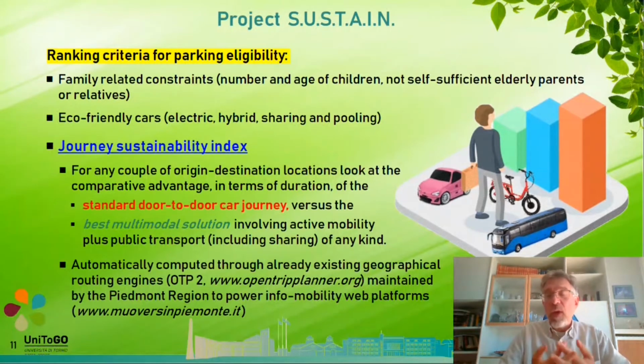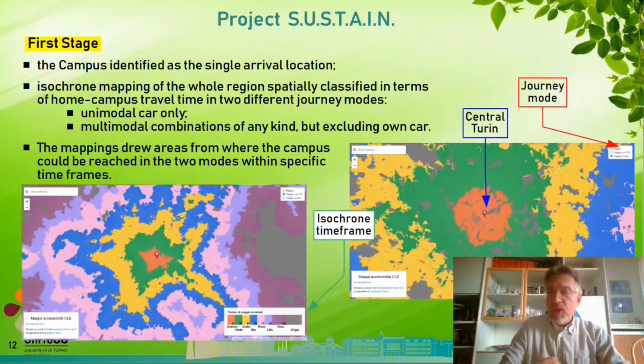In this way, if you have a very high value for the index, you're not entitled to obtain the parking permit, while instead, if you have a very low value of the index, it means that it's difficult for you to be as fast as with the car using sustainable transport, and then it's more reasonable to allow you to get a parking permit. The first preliminary version of the index is already in use.